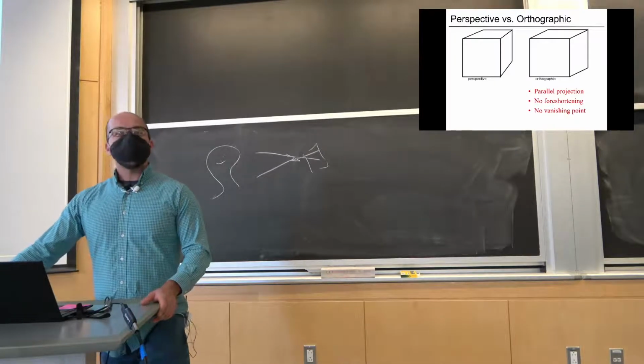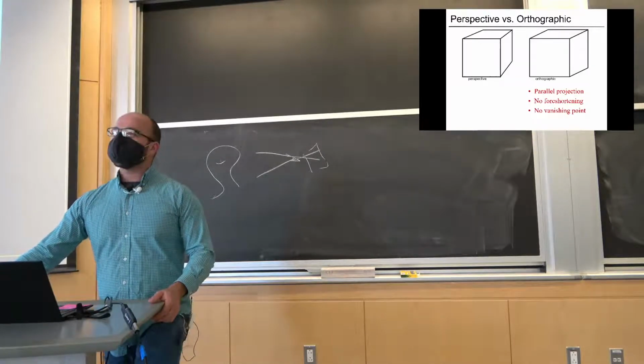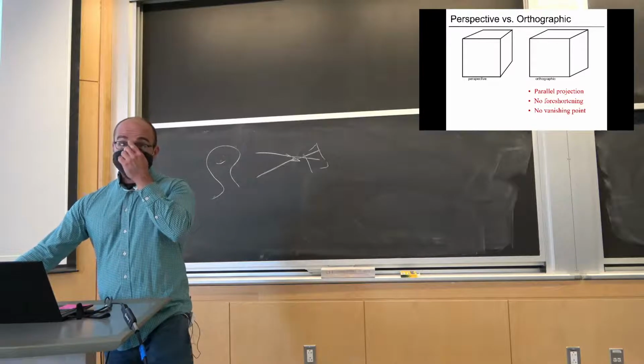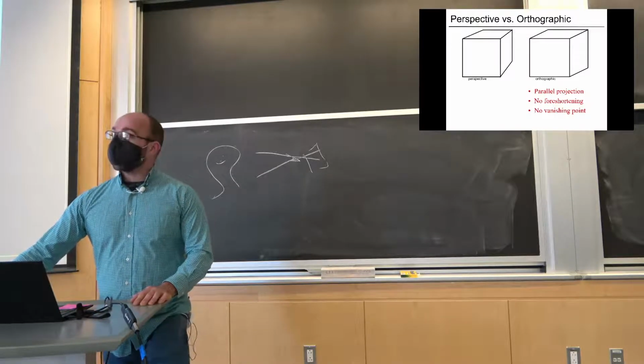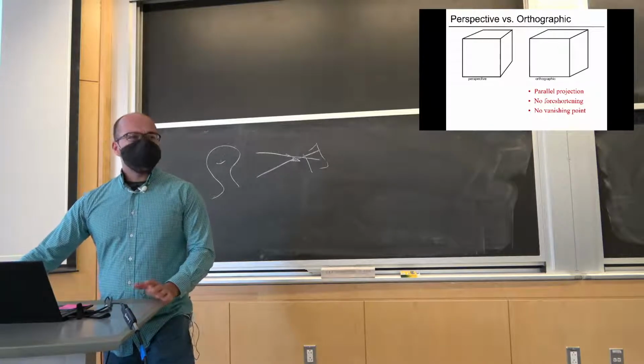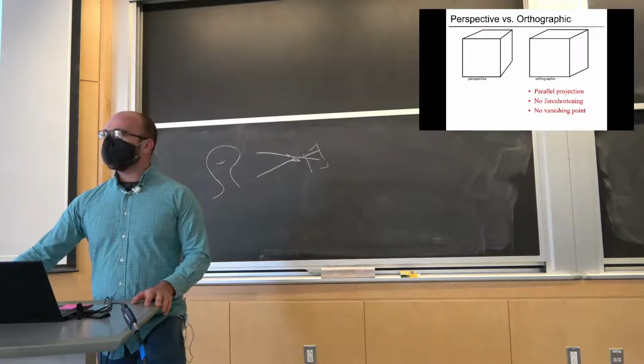And some of them turn out to be quite important, both historically and for engineers as well as for artistic purposes. So the simplest example is something called an orthographic camera model. Many of you have probably encountered orthographic cameras before.